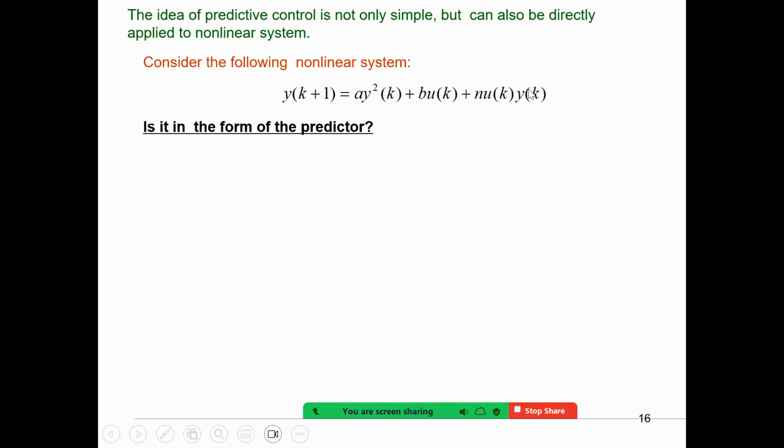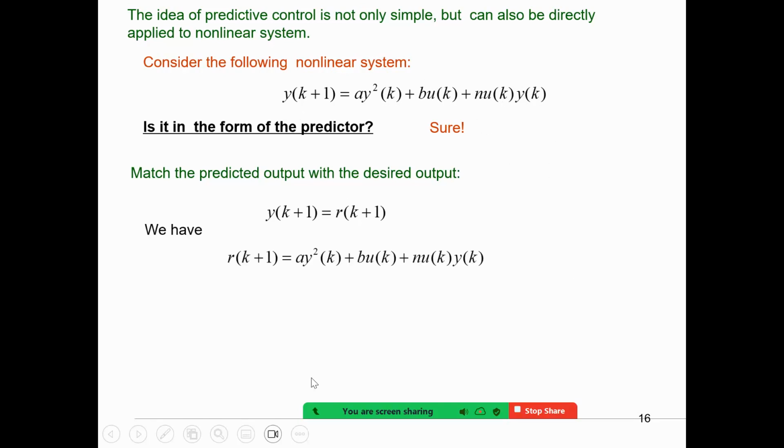But if you look at the equation describing the system, is it in the form of a predictor? Yes. So therefore, if we want to design a controller, I can just use this equation because it is already in the form of a predictor. I match the predicted output with the desired output, and then I compute my input from this equation. Of course, this is a simple nonlinear model, so you have an easy solution for this input.